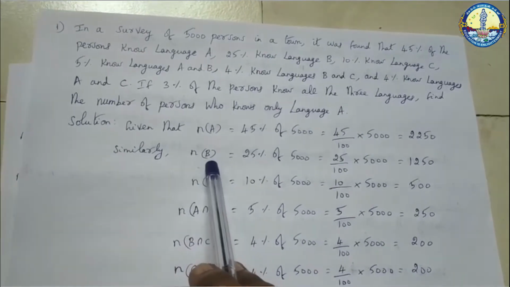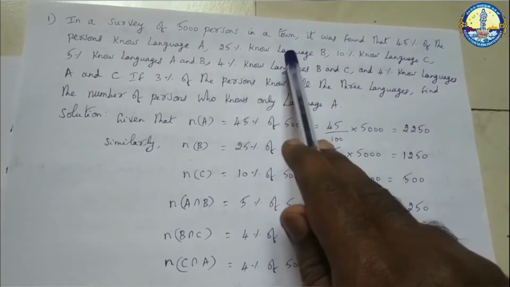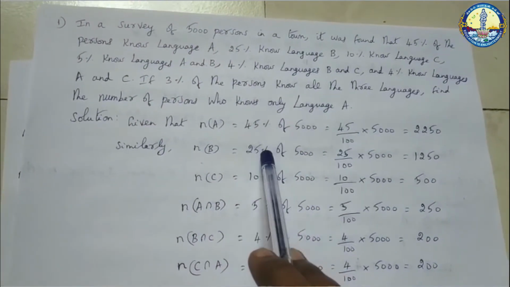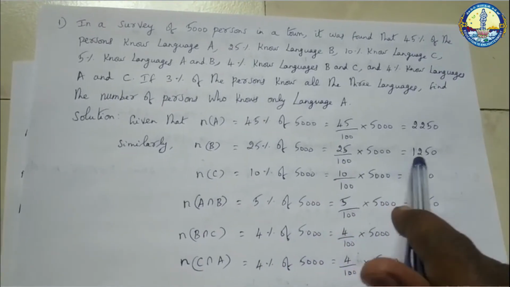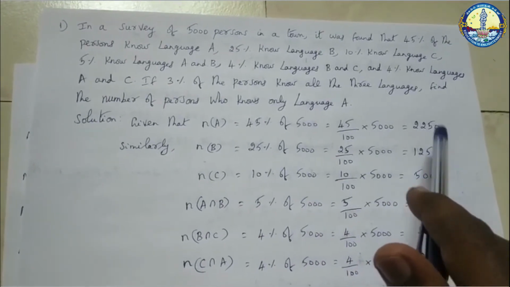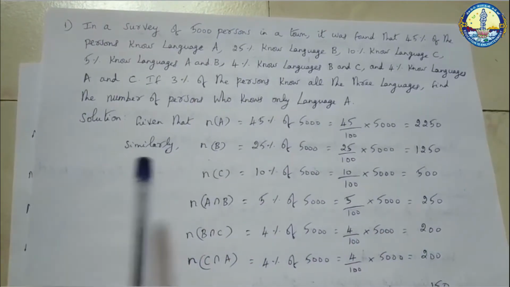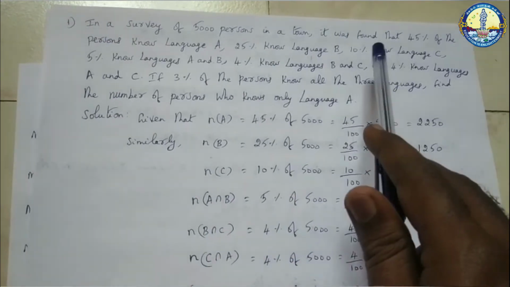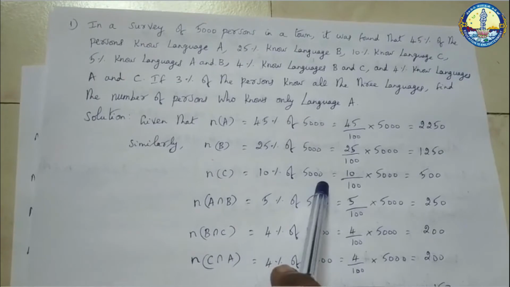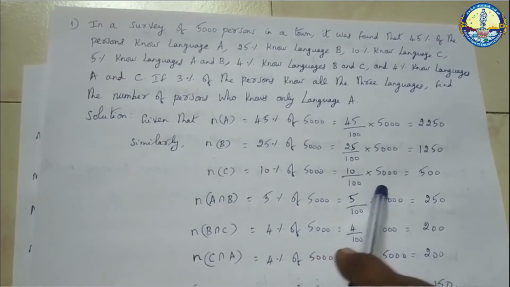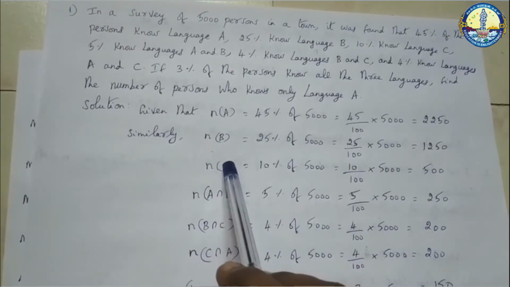And n of B, that is the number of persons who know language B, which is 25%. So 25% into 5,000. So 25 by 100 into 5,000, which is 1,250. Okay, so out of 5,000 persons, 1,250 know language B. 10% know language C. So 10% of 5,000. So 10 by 100 into 5,000 is 500. So 500 persons know language C.